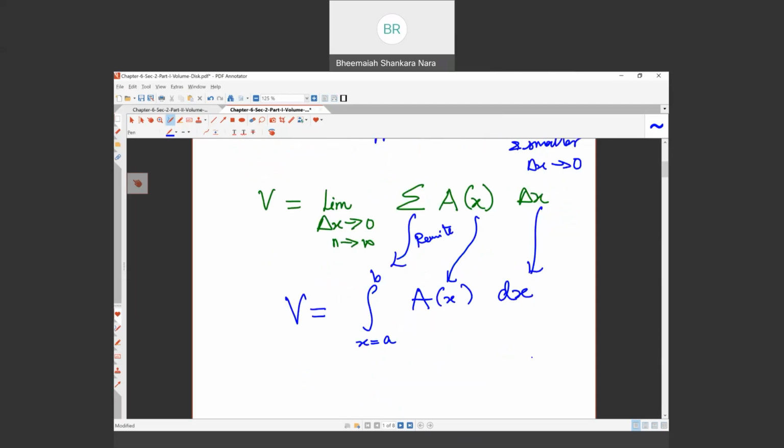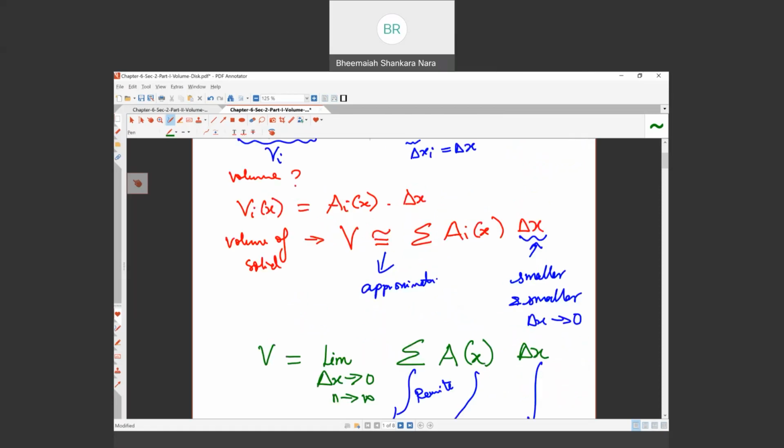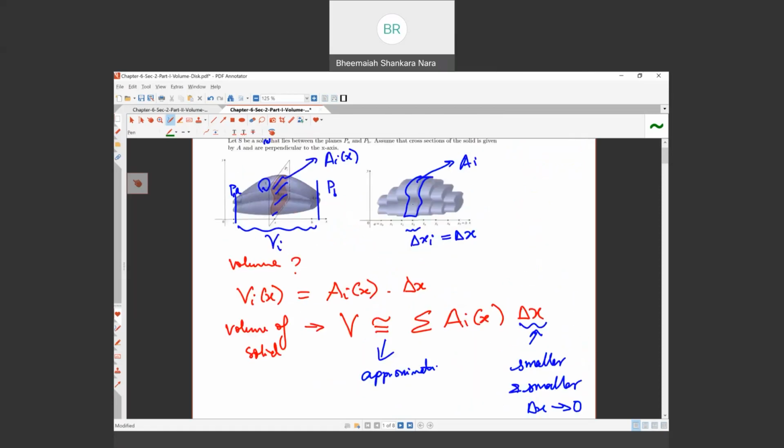Now this represents the cross sections are perpendicular to the x-axis. The dx variable tells you the cross sections are perpendicular to the x-axis, which we see here in this geometrical figure. Here is the x-axis and the cross section is perpendicular to the x-axis.